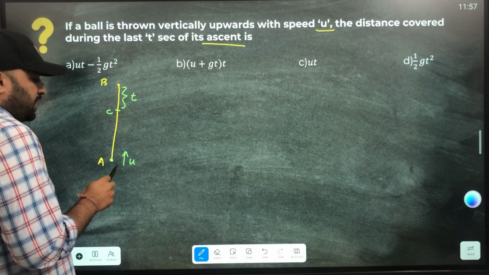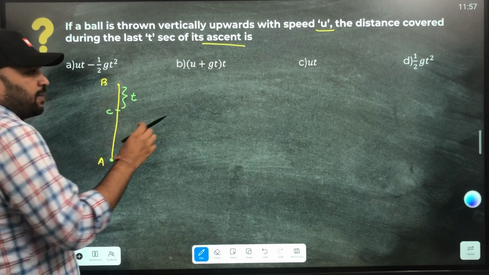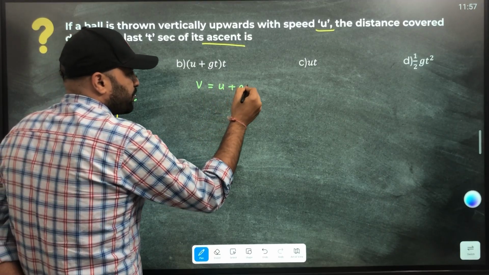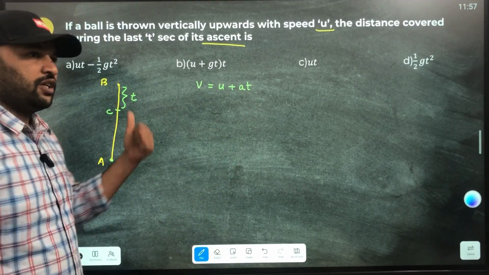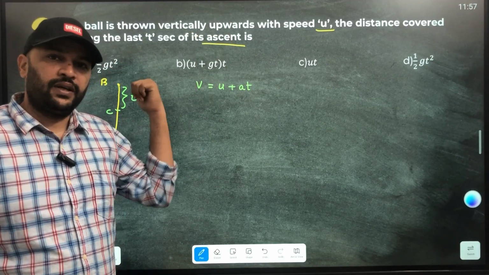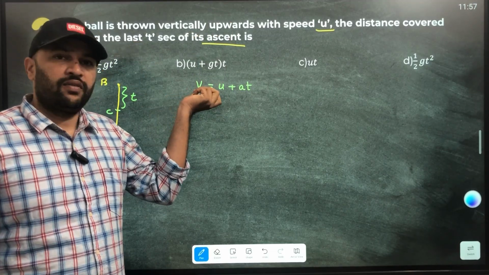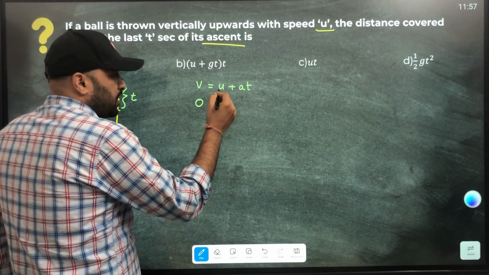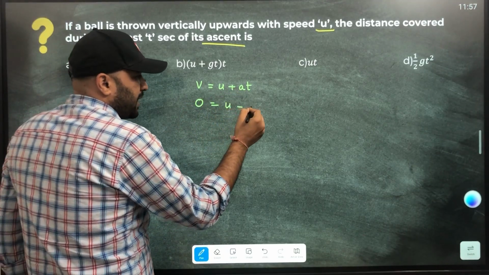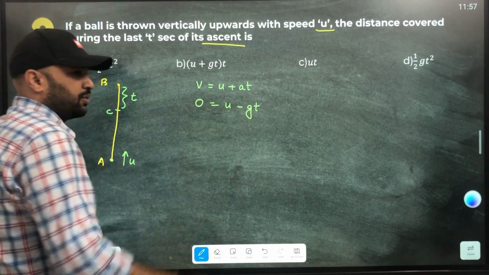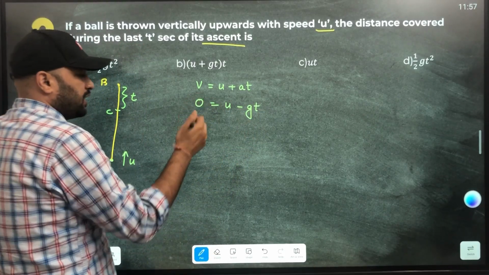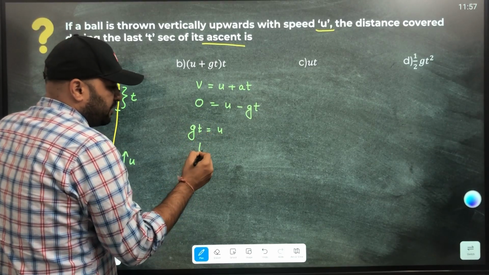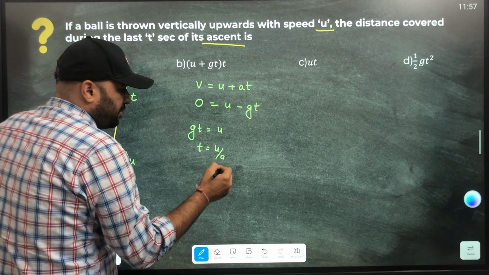Now, if it is projected with the speed u, let's see what is the total time of the journey. To figure that out, v must be equal to u plus at. I hope this is clear. Now, what is the final velocity when it reaches the highest point? At the highest point, the concept here is velocity must be 0. So v will be 0, u is u, 0 equals u, and a will be minus g, correct? Acceleration due to gravity is g. So let's take this g on the other side, and gt will be equal to u, and t will be equal to u by g. This is the time taken.